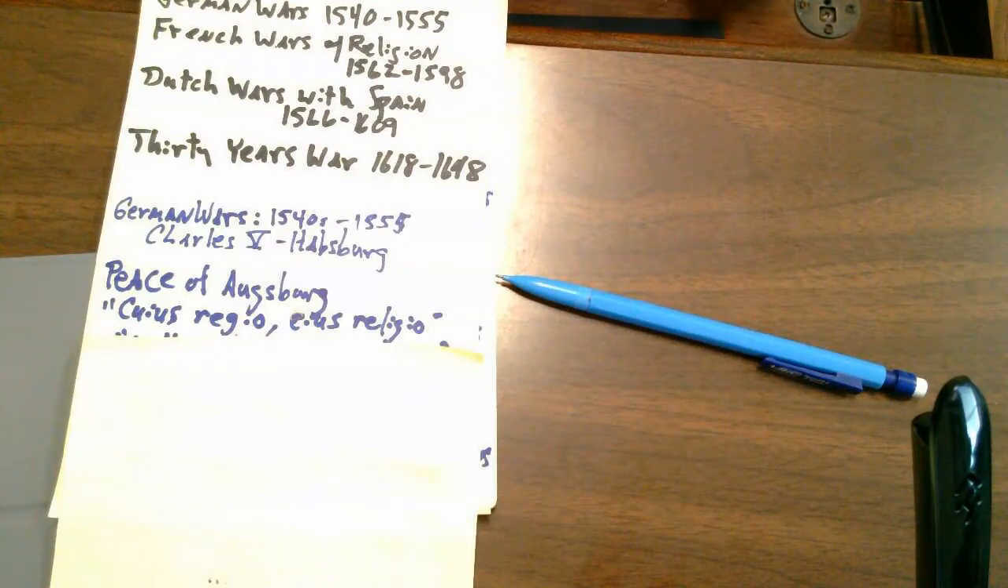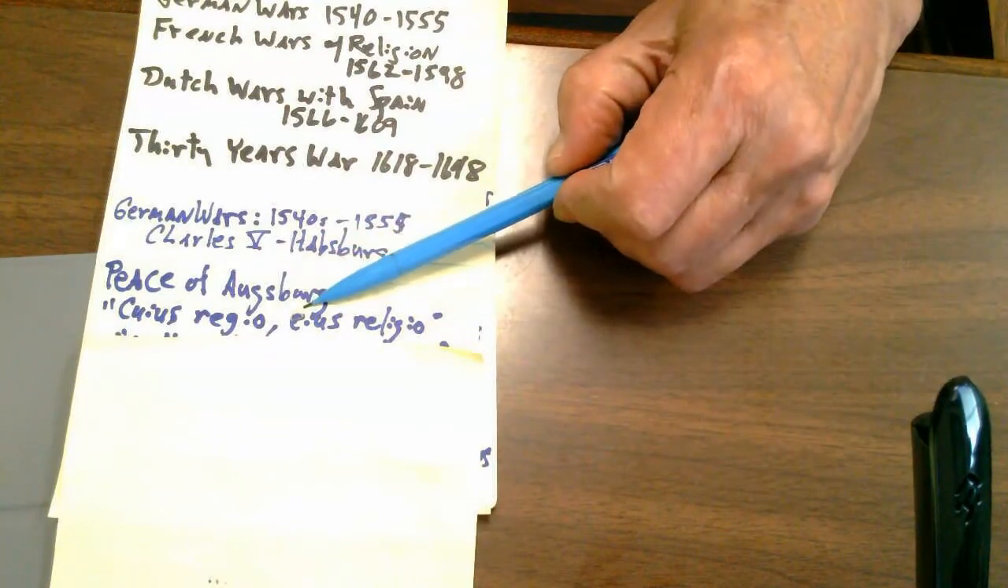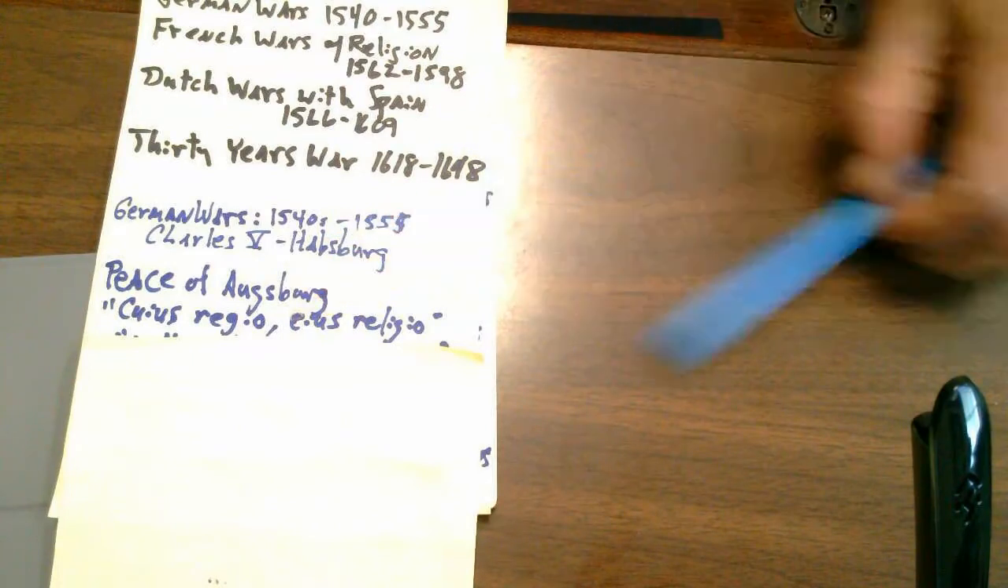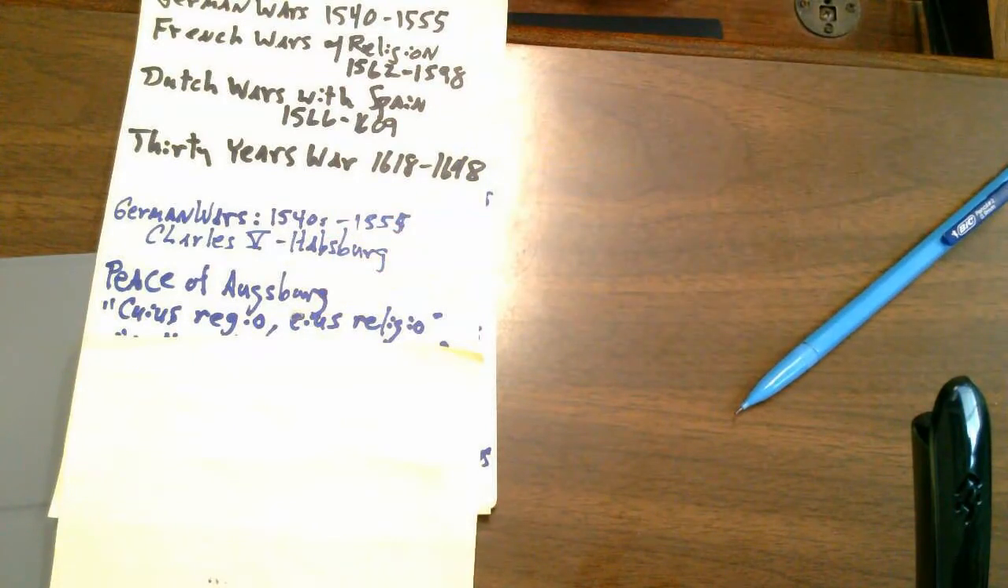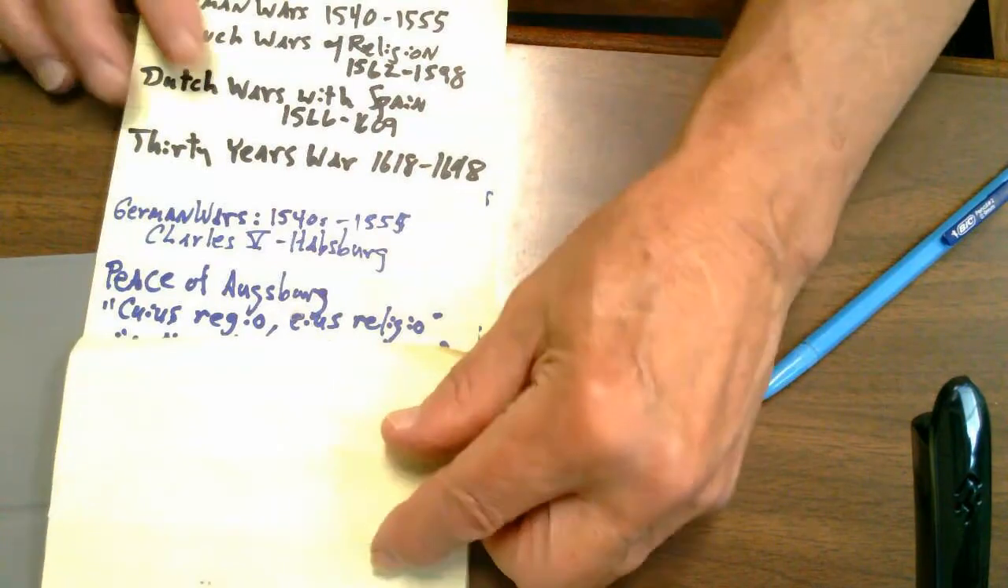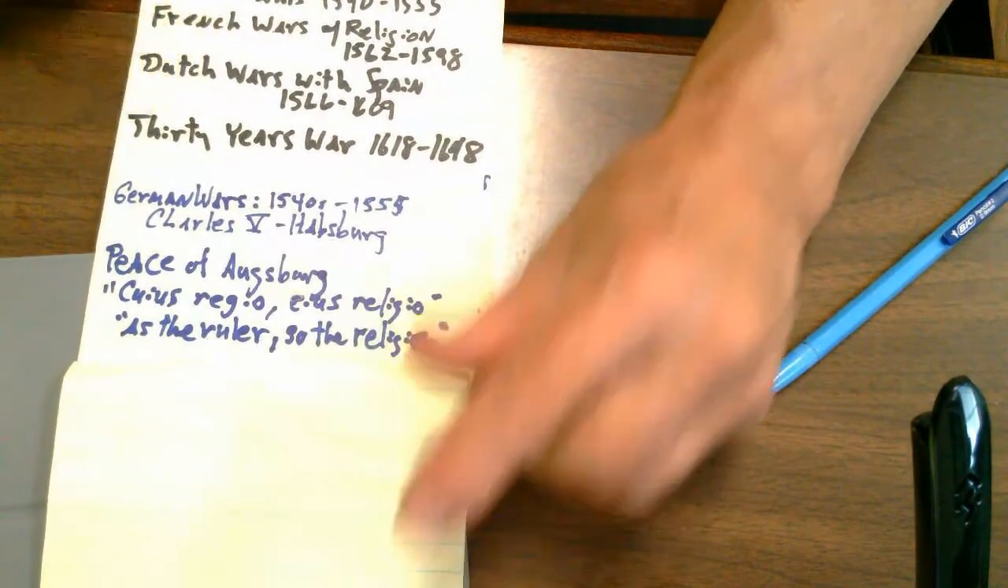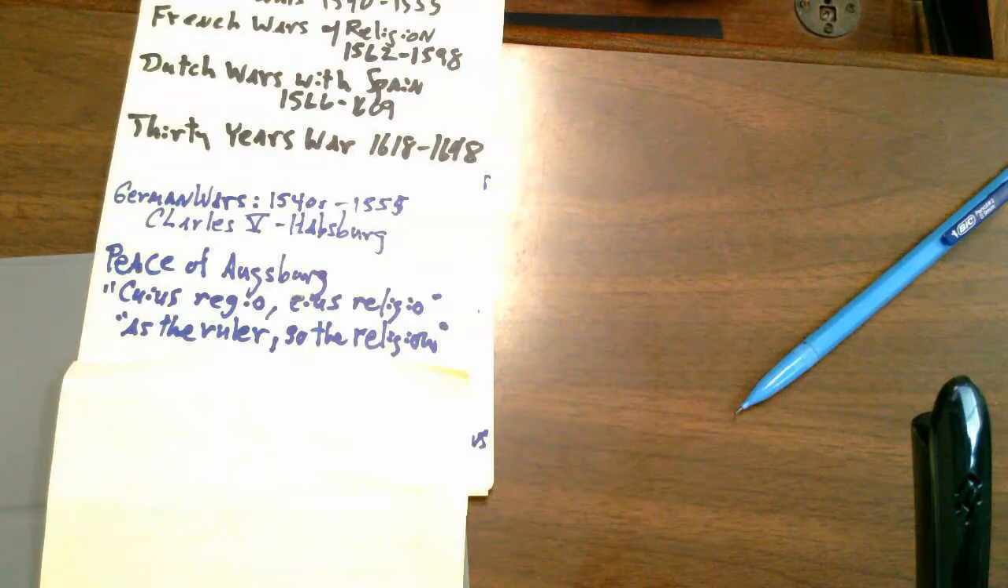Up until this time, they refused to recognize any form of the Protestant religion. Calvinists were excluded. Calvinists were not recognized by the Catholic Church. And I'll read this for you. You can't read my letter right here, but it's pronounced Cuius Regio, Eius Religio. So if we put it all together and translate it into English, as the ruler, so the religion.